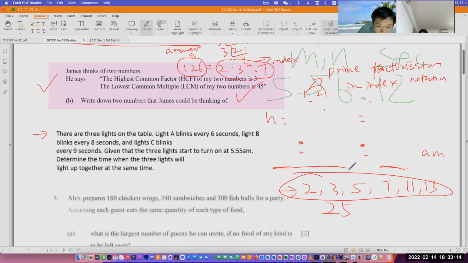Next, for this question, so you have your 6 seconds. So 6 seconds is 2 times 3. This is 8, so it's 2 to the power of 3. And then 9, this is 3 to the power of 2. So you put it separately.